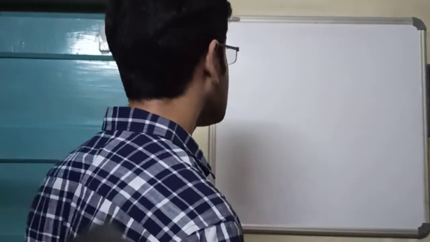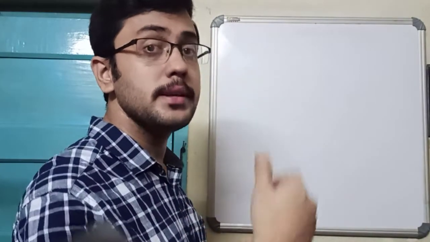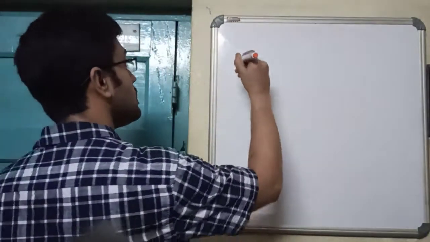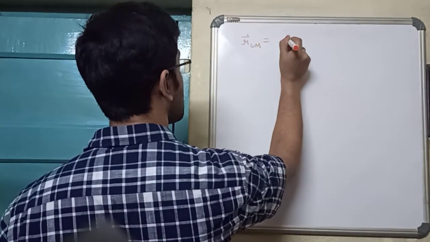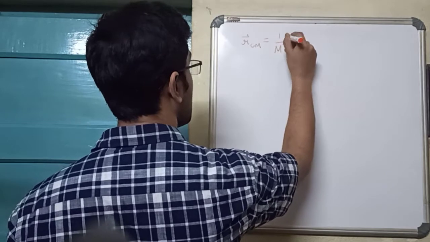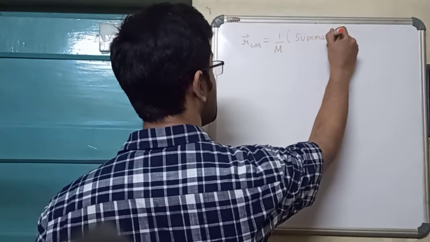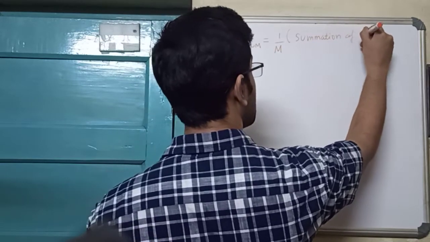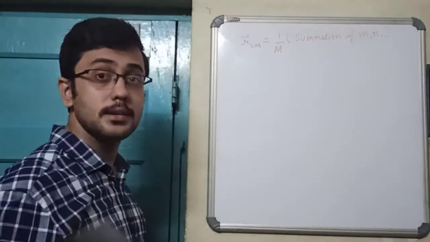Now what is going to happen if it is a continuous distribution? As I said, say if it is a glass of water, in that case what will be the expression for the center of mass? In that case the expression for center of mass will be, once again, 1 by M, and here what did we have? We had summation of m_i r_i. This is what we had when it was discrete particles.